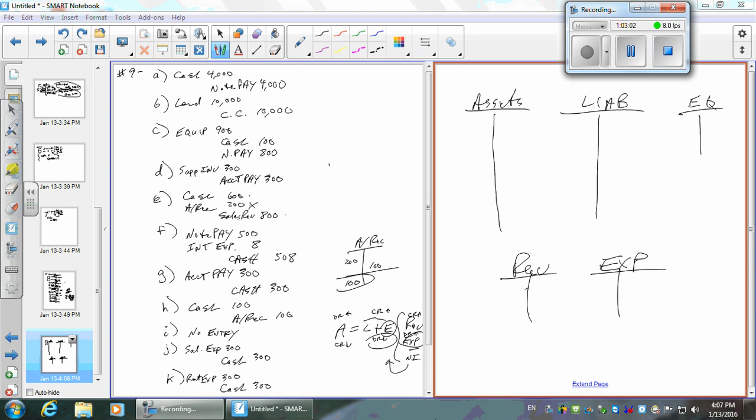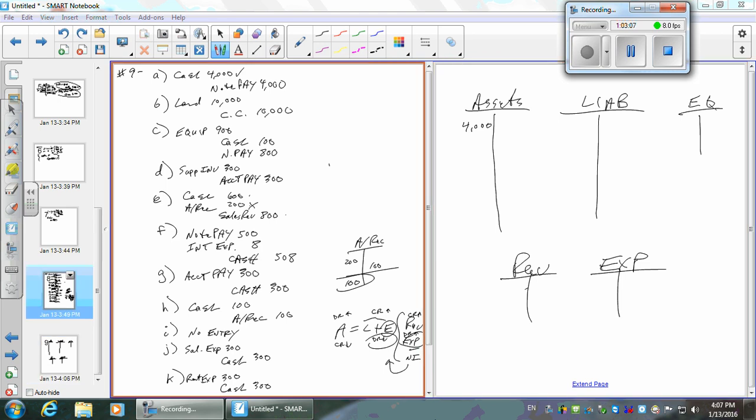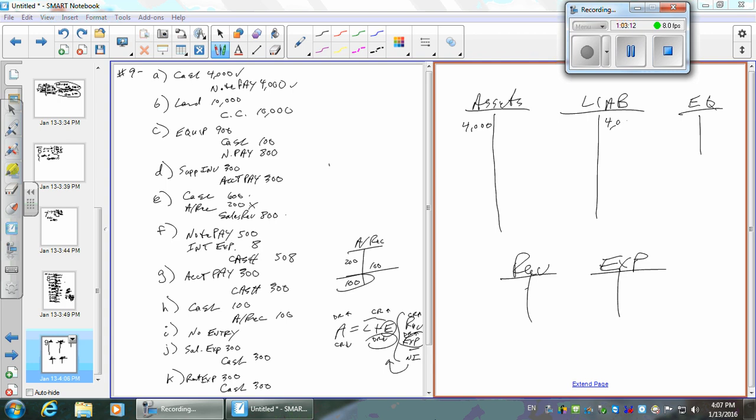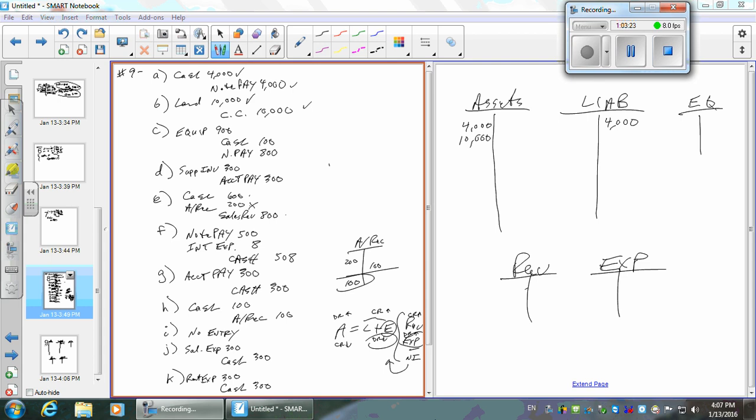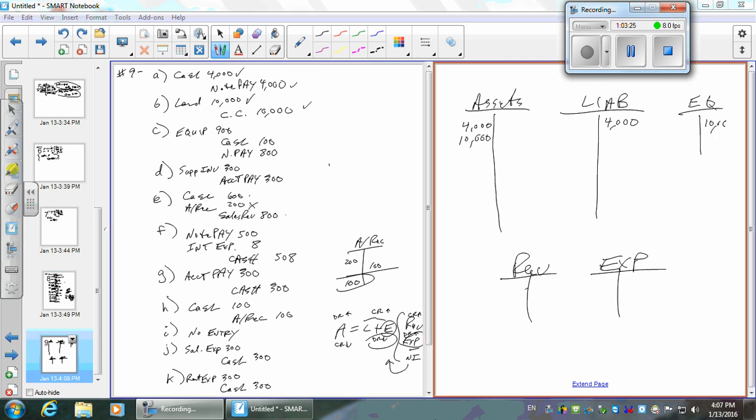A. I think you have 4,000 more cash, right? That's that one. You guys with me? Notes payable, 4,000. Got it? It went up, didn't it? Credited. I stayed in balance, didn't I? My balance sheet balances. Land, 10,000. Contributed capital, 10,000. Put them in the right place, of course. Are we still in balance? Sure. I have 14 of assets, 4 of liabilities, and 10 of equity. Done. Still in balance.